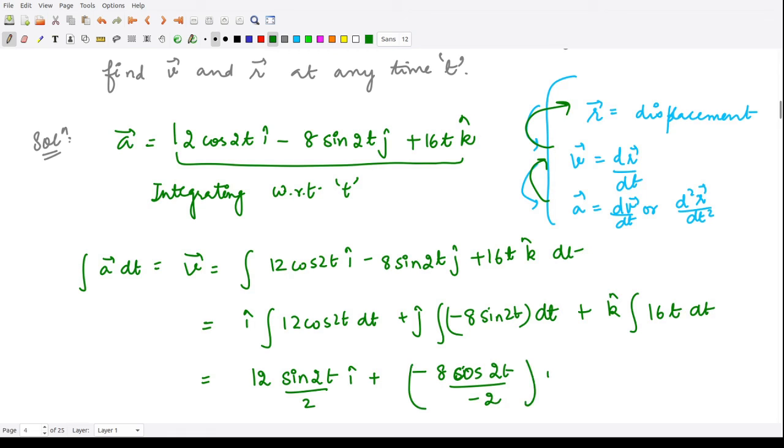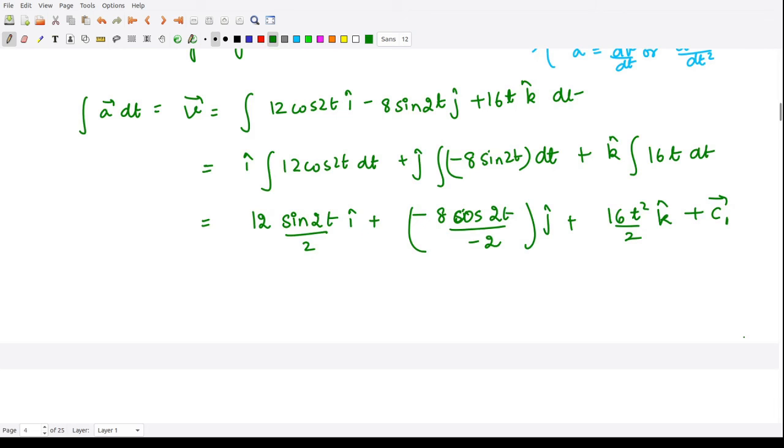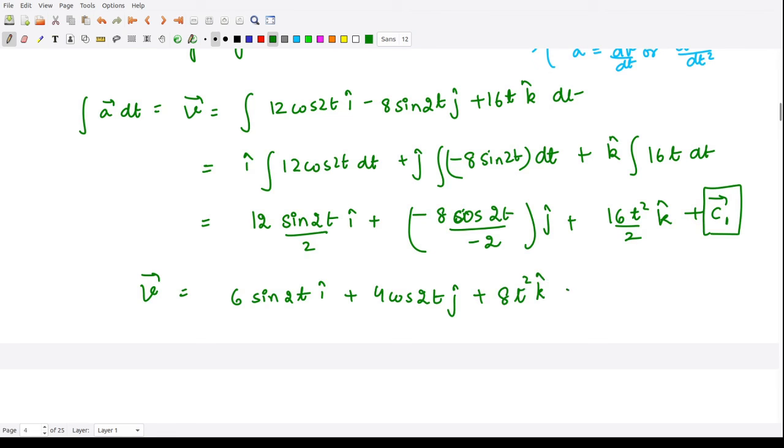So this quantity j cap, and you have 16t square by 2 k cap, plus you also have the vector of integration here. Now this is the vector of integration, so this is also a vector quantity and not a scalar quantity. This should be noted. So you have the vector v as 6 sin 2t i cap plus 4 cos 2t j cap plus 8t square k cap plus vector c1. Call this equation number 1.